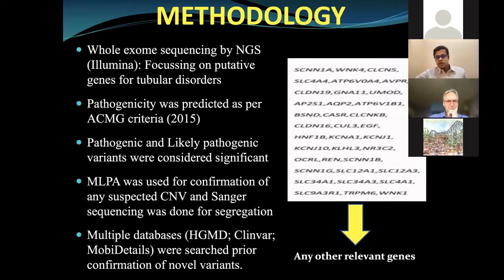Pathogenicity was predicted as per the American College of Medical Genetics and Genomics criteria 2015. Pathogenic and likely pathogenic variants were considered significant variants. MLPA was used for confirmation of any suspected copy number variant, and Sanger sequencing was done for segregation. We used multiple databases to search for prior confirmation of the novel variants.